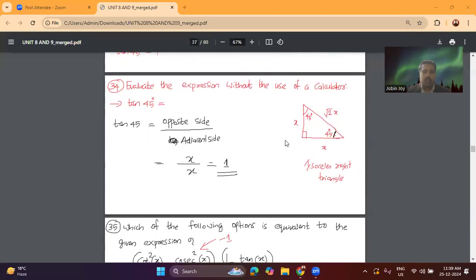Then question number 34. Tan 45. So tan 45 is equal to opposite side divided by adjacent side. Opposite side is x and adjacent side is x. So x by x is equal to 1. So we know that tan 45 is equal to 1.